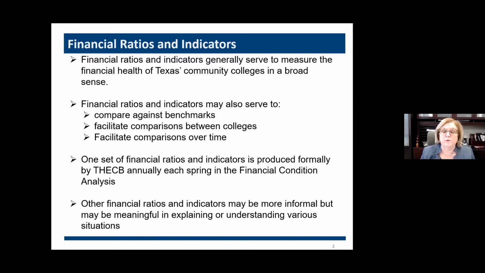One set of financial ratios and indicators is produced formally each year by the coordinating board, and it's called the financial condition analysis. This was begun for many of the reasons that I've already expressed. It sets some benchmarks, and it lets us compare between colleges and over time. And then finally, there are other financial ratios and indicators that may be more informal, may be more internal to your college, but can also be meaningful in explaining what might be happening at your college.